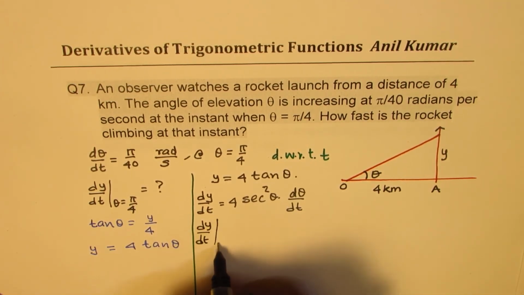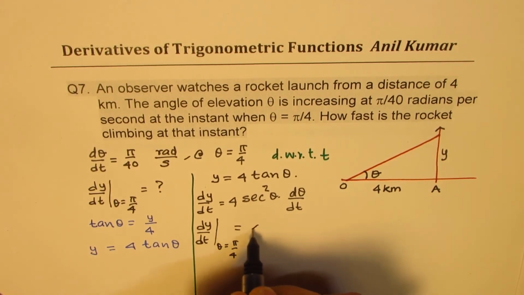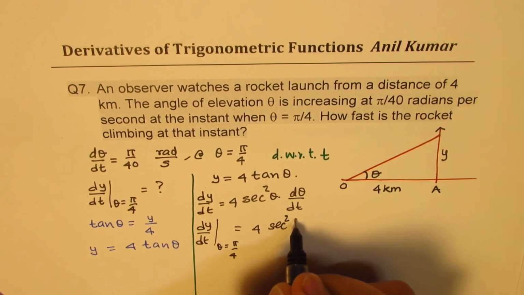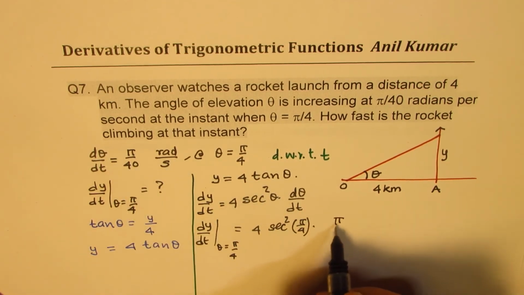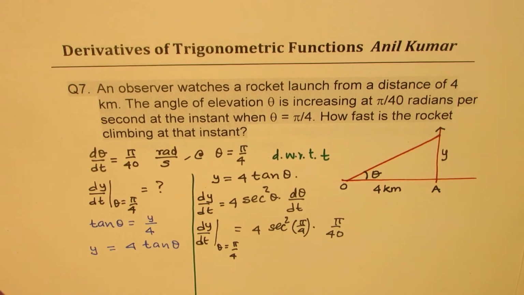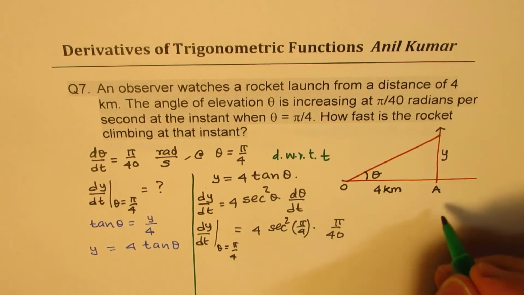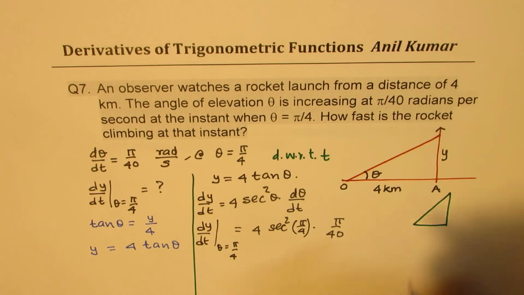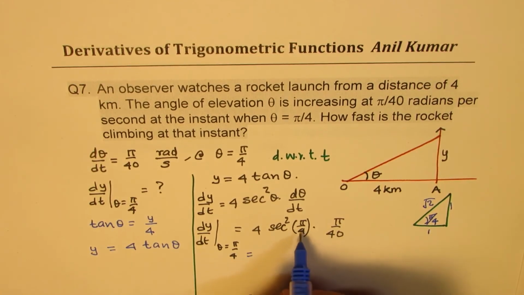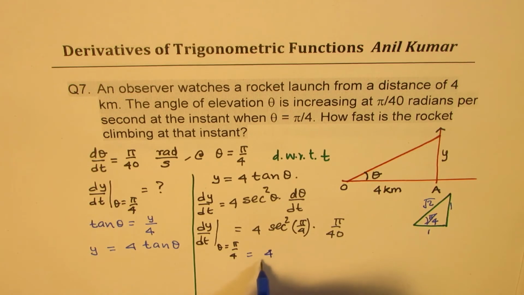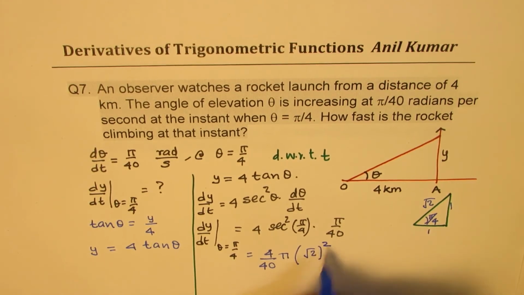And now we can find what happens at theta equals pi by 4. So we have dy/dt at theta equals pi by 4. Substituting the value, we get 4 secant square pi by 4, right? Times d theta/dt, which is given to us as pi by 40. Correct? So that is the value. Now, secant pi by 4 is square root 2. So basically, we know this triangle. So, square root 2, that is pi by 4, correct? So we get 4 over 40 times pi, and this value is square root 2 whole square, correct?